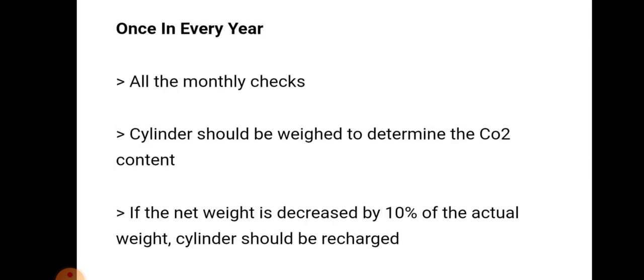Once in every year, all the monthly checks. Cylinders should be weighed to determine CO2 content. If the net weight has decreased by 10% of the actual weight, the cylinder should be recharged.